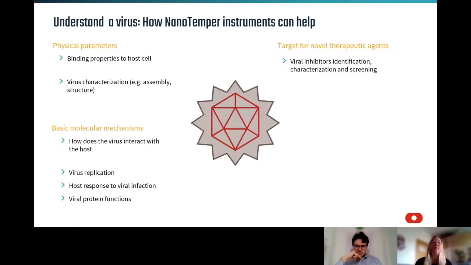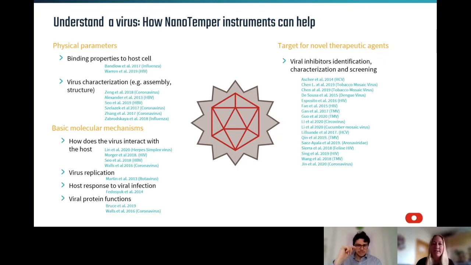So not only understanding how the drugs work, but also understanding how the different mechanisms in the virus work is very important to be able to target them and to fight the virus. So understanding, for example, the physical parameters, the basic molecular mechanism, and also finding targets for novel therapeutic agents are important steps in this characterization. Nanotemper Technologies can help you in all of these steps. And this list of publications in which MST has been used in these studies proves this.